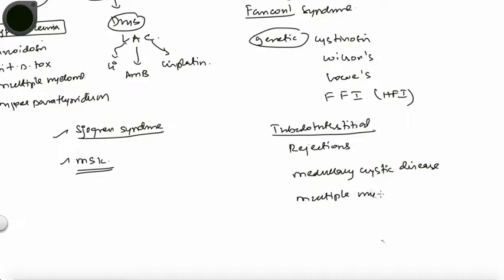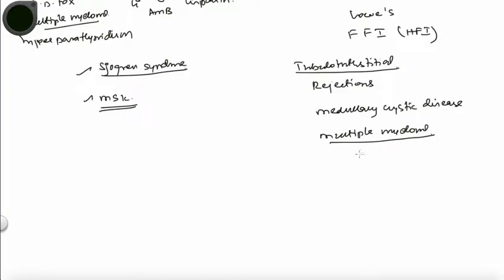Why multiple myeloma? Multiple myeloma can cause distal RTA by producing hypercalcemia, and proximal RTA by the deposition of immunoglobulins or light chain immunoglobulins in the tubules, thereby destroying the proximal tubules. Apart from these causes, a lot of drugs can actually cause proximal RTA, and there are certain drugs you should never forget.